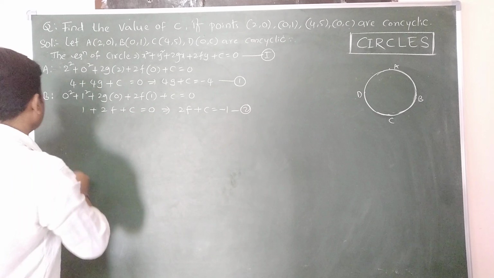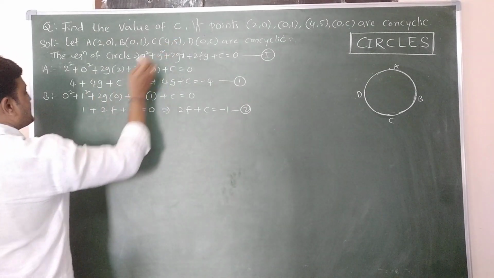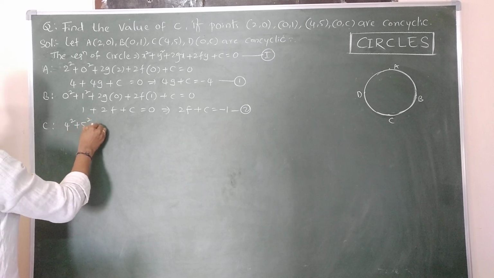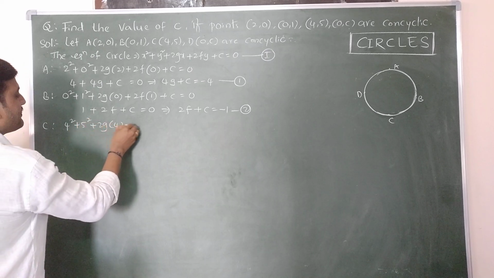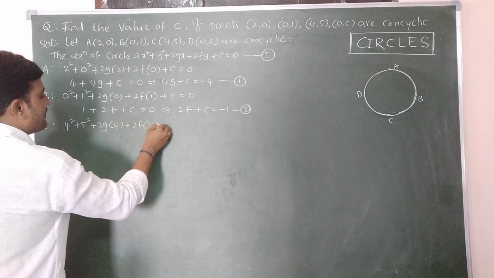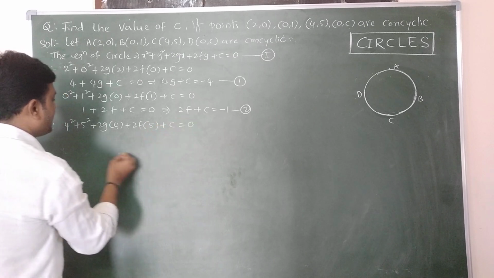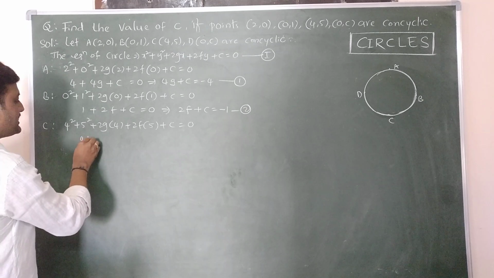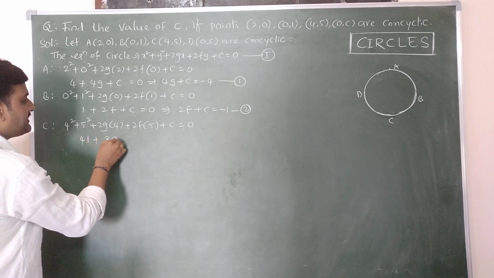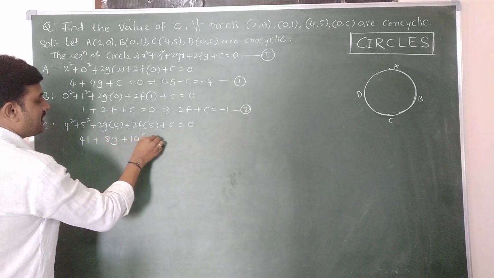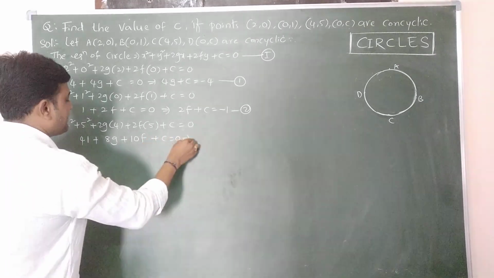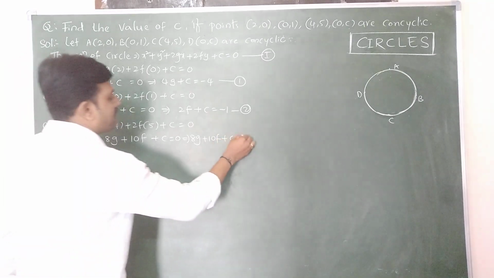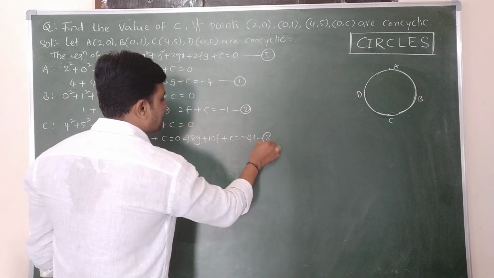And it passes through C. Then 4 square plus 5 square plus 2g into 4 plus 2f into 5 plus c equals to 0. Now 4 square is 16, 5 square is 25, the total is 41. Now 8g plus 10f plus c equals to minus 41, that is equation 3.